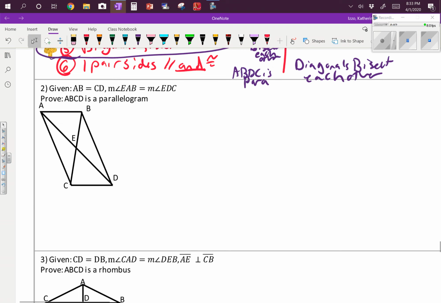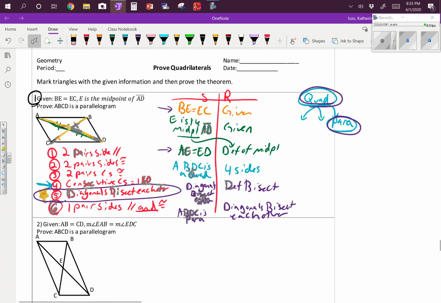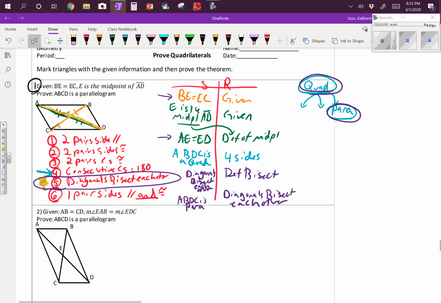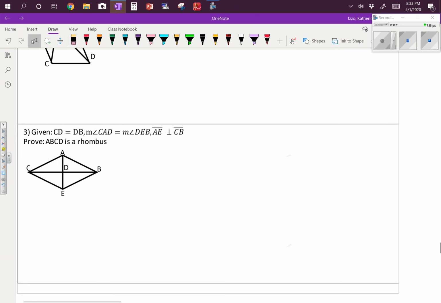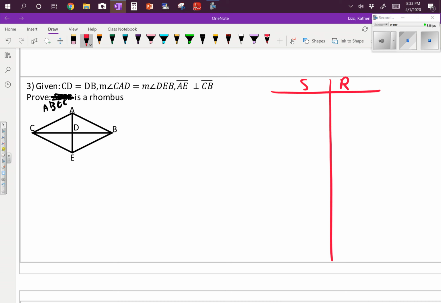Okay, before we move on, I want to talk about number 3. Number 1 should look like this, should be all done. We've talked about how to prove it's a parallelogram. I want to talk about what happens if we have to prove something is like a rhombus. And once again, this is incorrect. This should be ABC. All right, do our statement reason chart just like normal, and start with our givens. CD equals DB, given. CD equals DB.